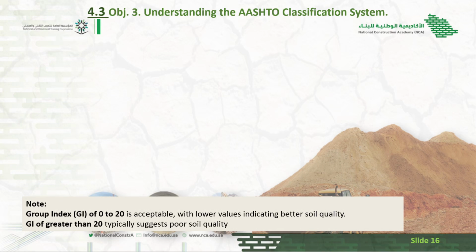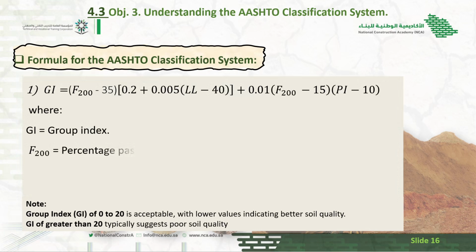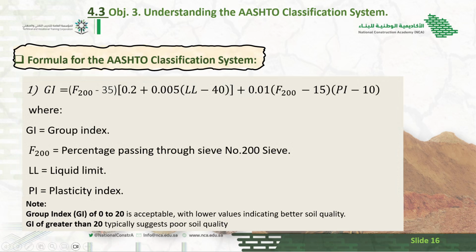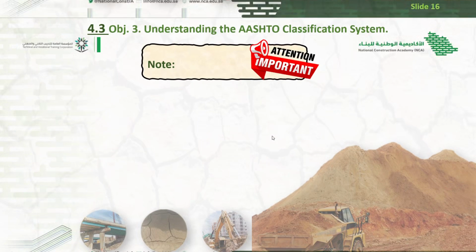There are some rules for the GI. The same thing is discussed here: GI is the group index, F200 is the percentage passing sieve number 200, then the liquid limit and the plastic index. The remaining values 35, 0.2, 40, 0.005, 15 and 10 are constants.